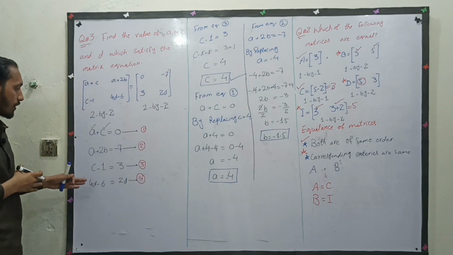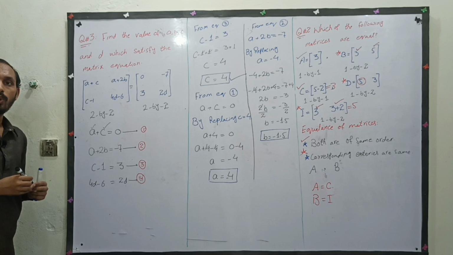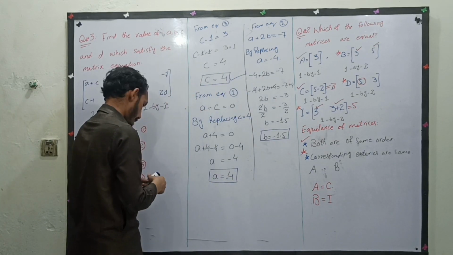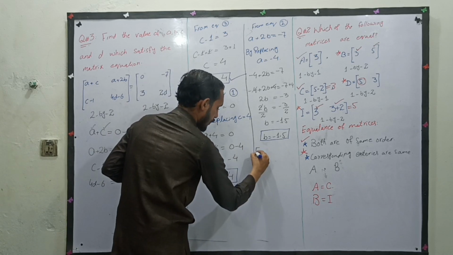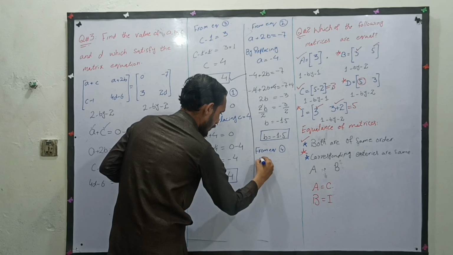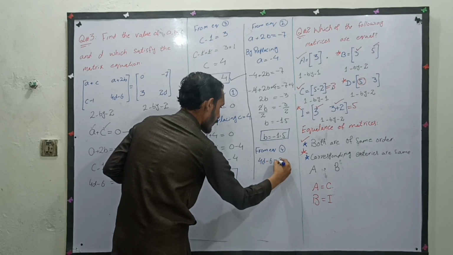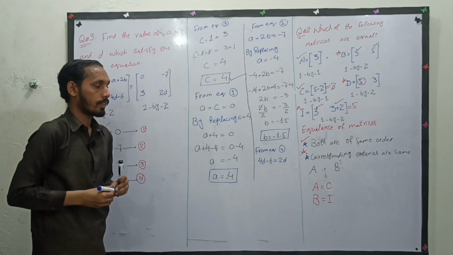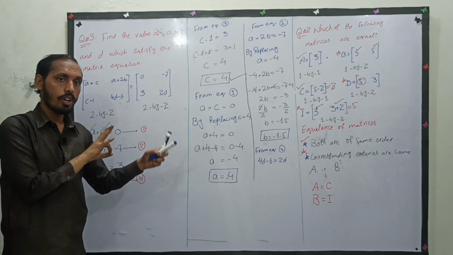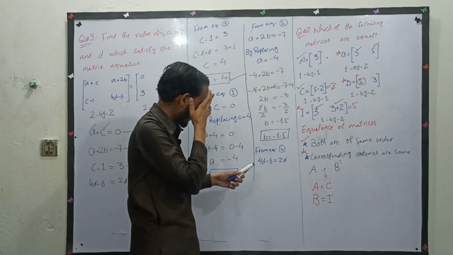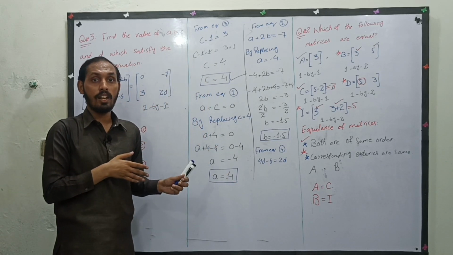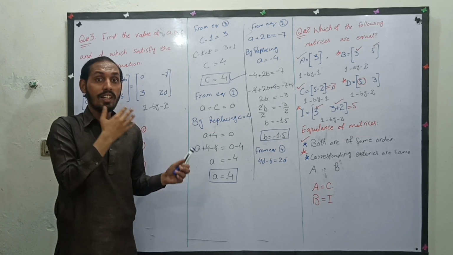Now at the last but not the least, 4d minus 6 is equal to 2d. The equation 4, from equation 4, 4d minus 6 is equal to 2d. This is an independent equation because it has only a single variable two times, and that is 4d and 2d. Both of them are the same variable with same power, so they are called like terms.